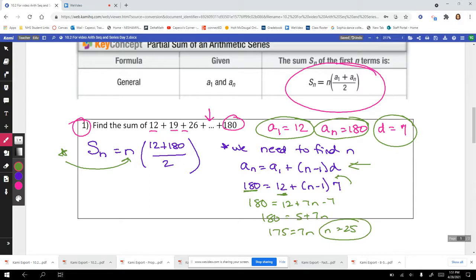Now that I have that n value, I can substitute it back into my summation. So I have S sub 25, because we just found that I need 25 values, is equal to 25 times 12 plus 180, which gives me 192, divided by 2. Let me get my calculator. In this particular pattern, if I add the first 25 terms, I'm going to get 2,400.